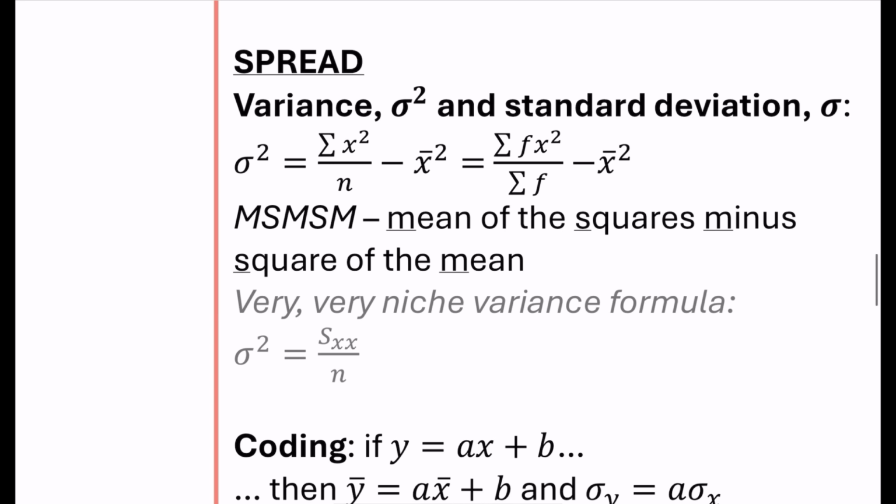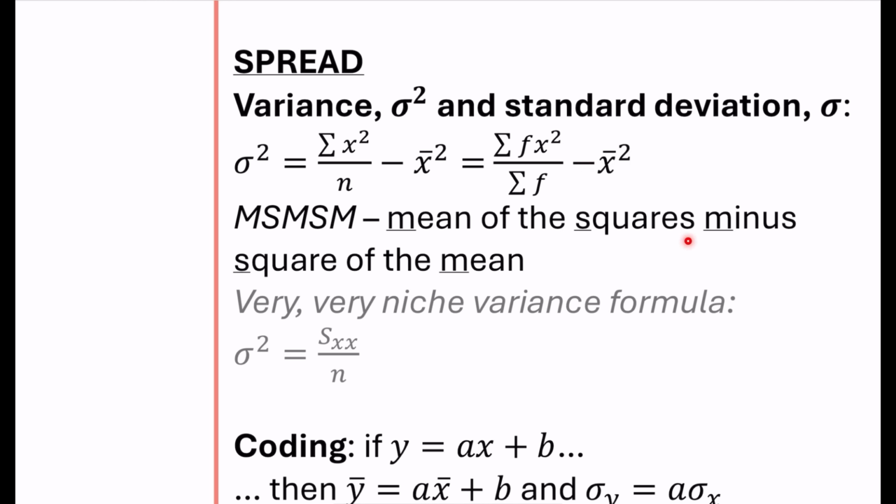So for the variance, you take the sum of x squared divided by n, minus x bar squared, or this more complicated looking thing over here. But I want to give you a way to help you remember this formula: MSMSM. It is the mean of the squares minus the square of the mean. Well, this minus the square of the mean part is easy. There's the minus the square of the mean. So you find the mean, you square it, and you subtract it.